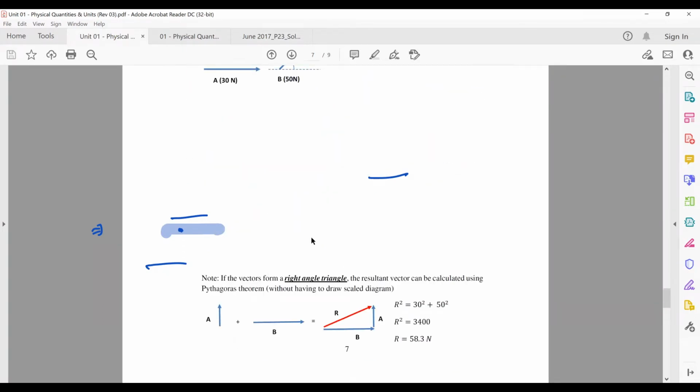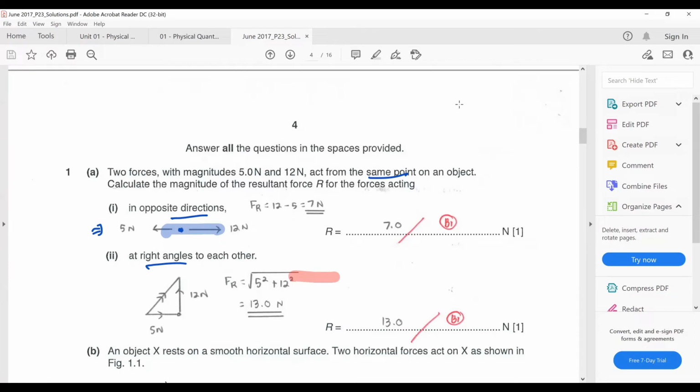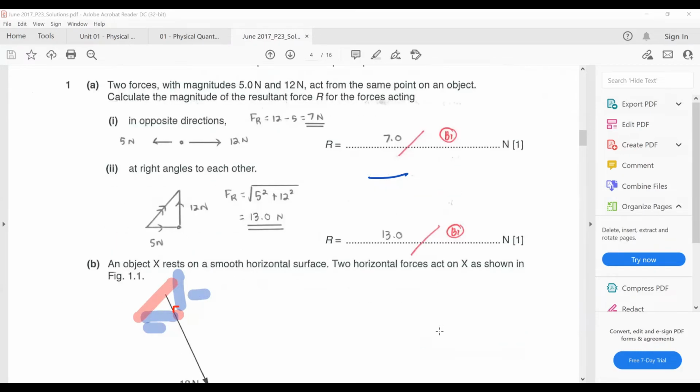But I did mention that if the vectors form a right angle triangle, you can calculate the resultant directly. If your point was here, your two forces would be this 5 Newton and this 12 Newton. They form a right angle triangle, giving you this resultant, which is the hypotenuse. So you can use Pythagoras theorem: square root of 5 squared plus 12 squared, giving you 13 Newton. So this is one part.